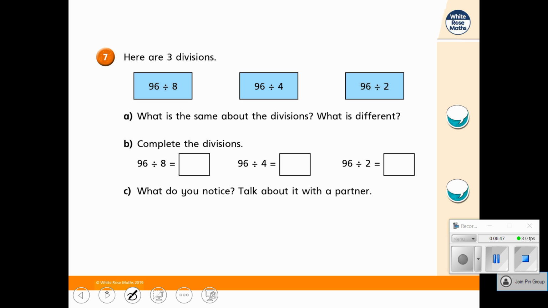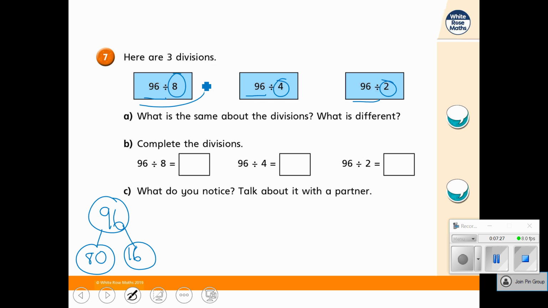Here are 3 divisions. What is the same about the questions and what is different? Right, well, obviously you can all see what's the same. They all begin with 96, but they all have different divisors. Here we have 96 divided by 8. Here we have 96 divided by 4. And here we have 96 divided by 2. So if I draw 96 as a part-whole model, that might help us. So I'm going to start with 96, and I am going to partition that into 80 and 16.